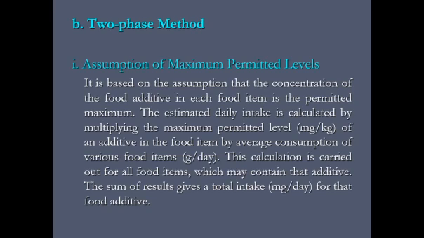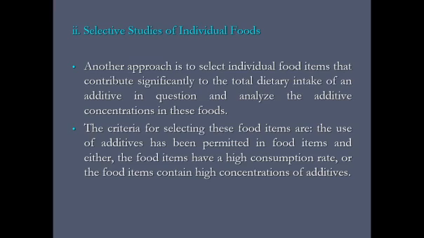Two-phase method: assumption of maximum permitted levels, which is also represented as MPL. It is based on the assumption that the concentration of the food additive in each food item is a permitted maximum. The estimated daily intake is calculated by multiplying the maximum permitted level, which is milligram per kg of an additive in the food item, by average consumption of various food items, grams per day. This calculation is carried out for all food items which may contain that additive. The sum of results gives a total intake milligram per day for that food additive.